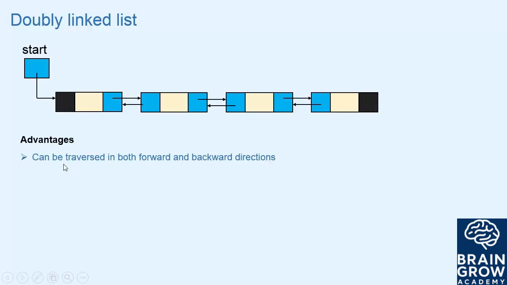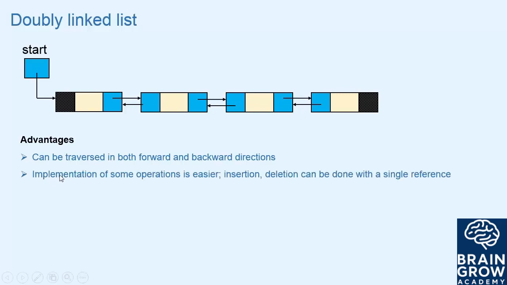The first advantage is that it can be traversed in both forward and backward directions. While in single linked list, we could go only in forward direction. Here, if we want to go in forward direction, we can follow these next links, and if we want to go in backward direction, we can follow these previous links.